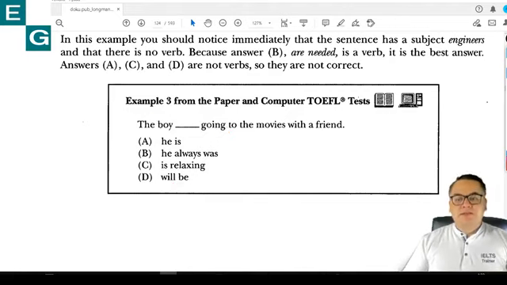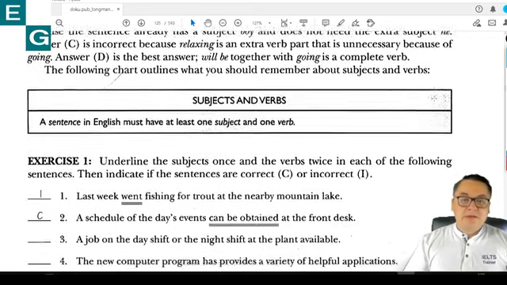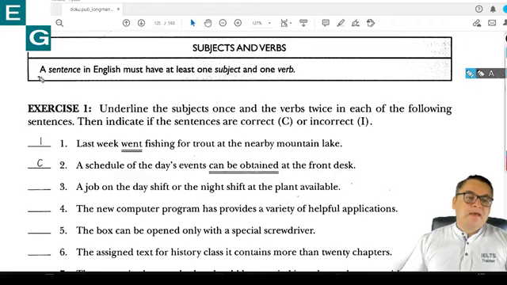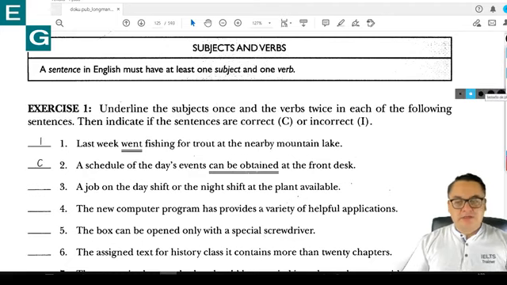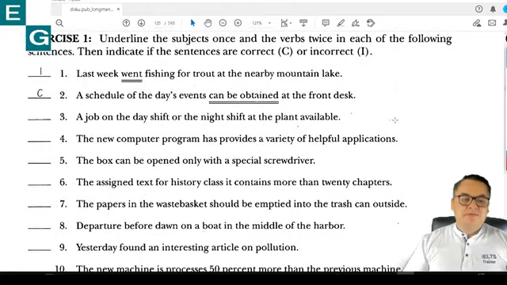In each sentence, then, we're going to look for a subject and a verb. So we can summarize this rule, and this is what I want you to pay attention to. A sentence in English must have at least one subject and one verb. One subject and one verb, not two subjects and two verbs.